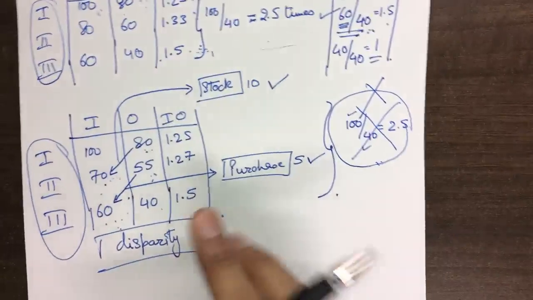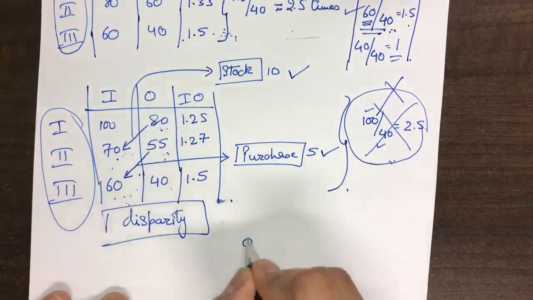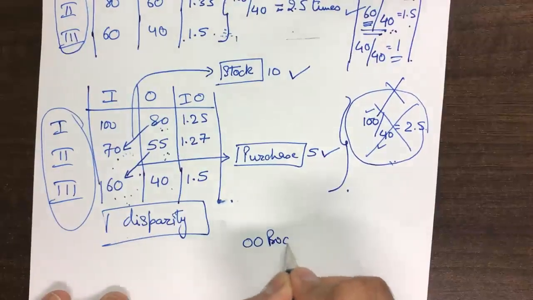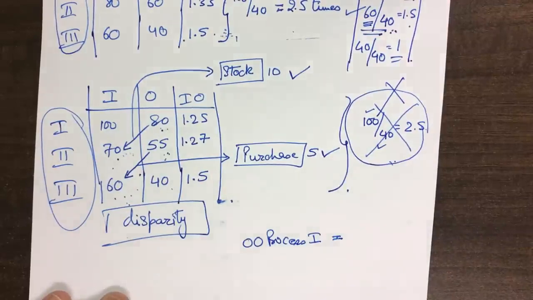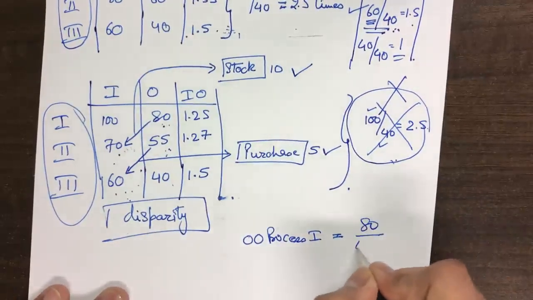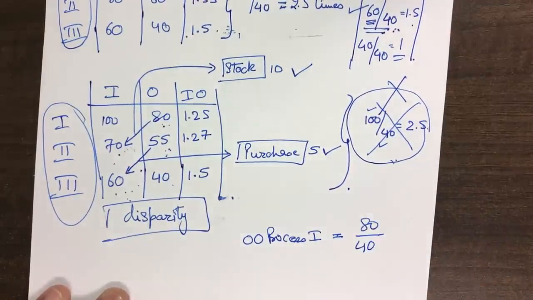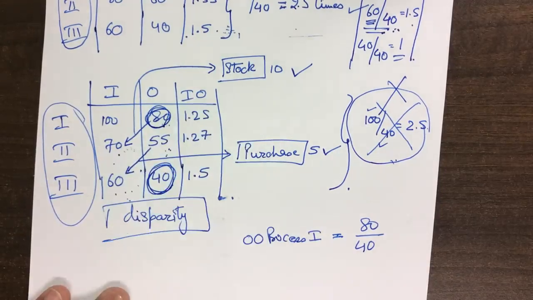So sir, let's come on to our example number 2. Please tell me what is the output-output ratio of process 1? Sir, the output-output ratio of process 1 in this case should be 80 divided by 40. 80 is the output of the first process, 40 is the output of the last process, so it should be 2.